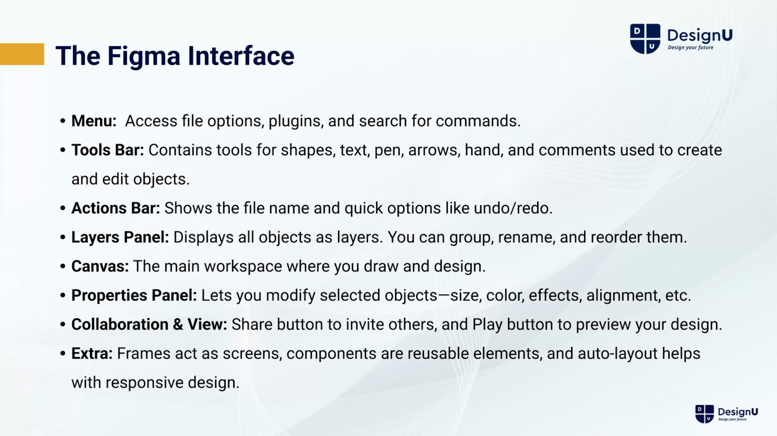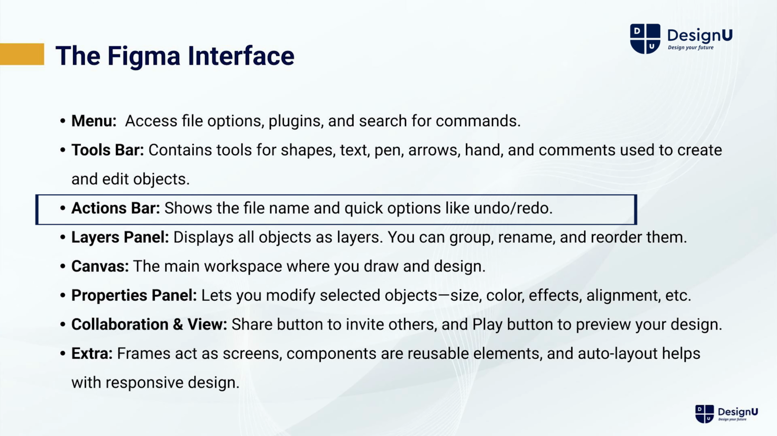So your shapes, your frames, your comments for collaboration, your arrows, your pen for actual illustrations, and that's where you create. Essentially, that's what you use to create and edit objects in Figma. Now, your action bar, it shows the file name and quick options like undo and redo.